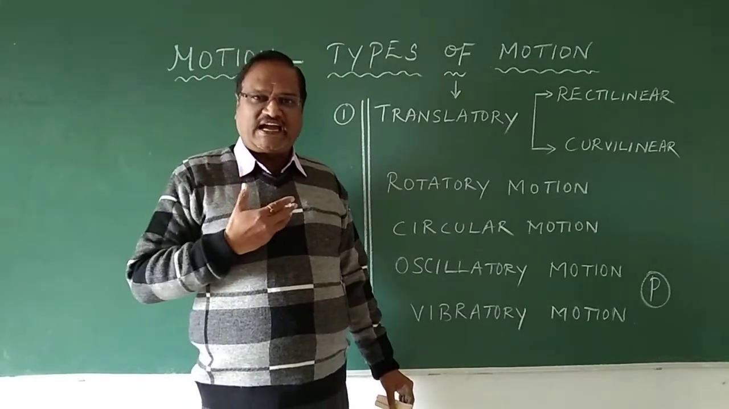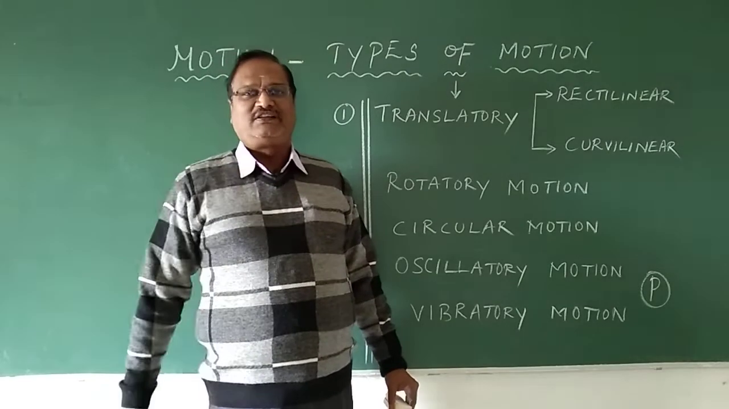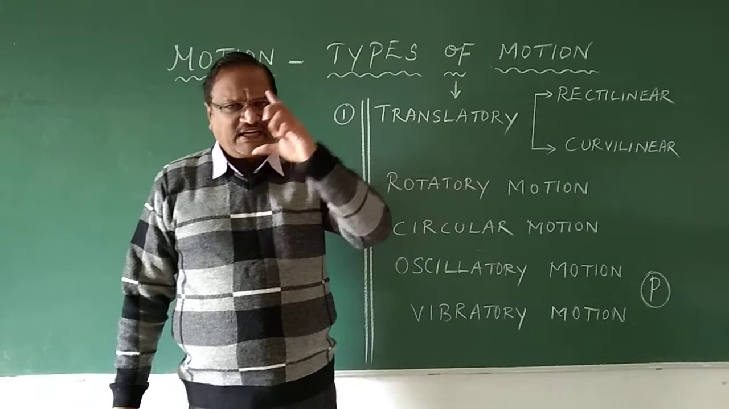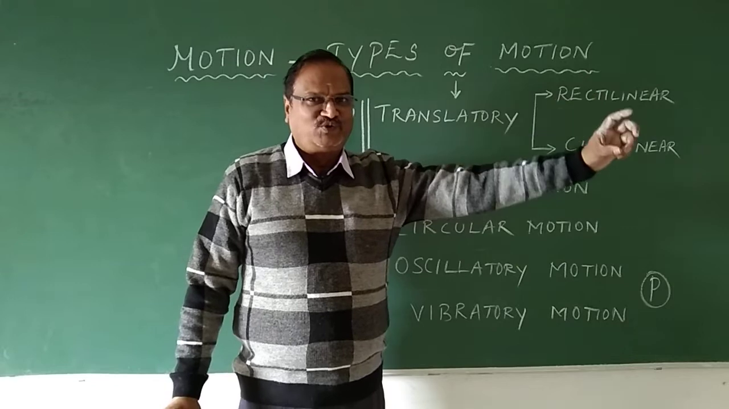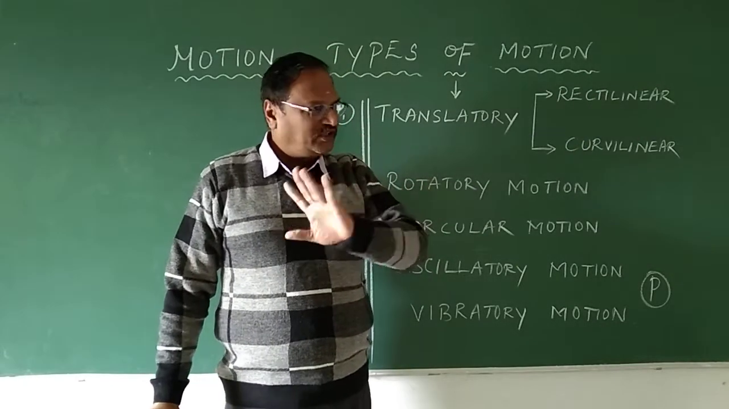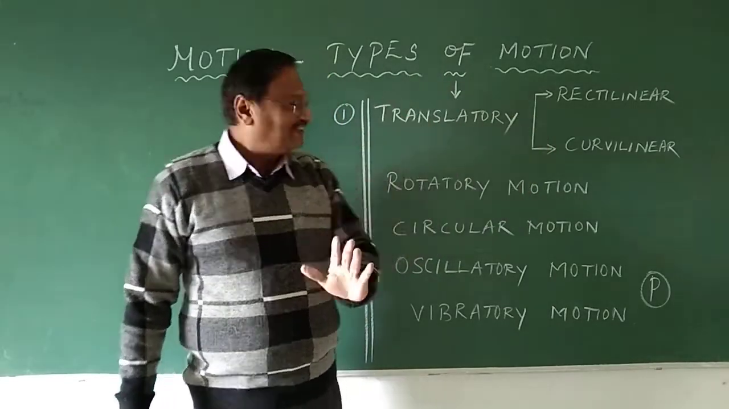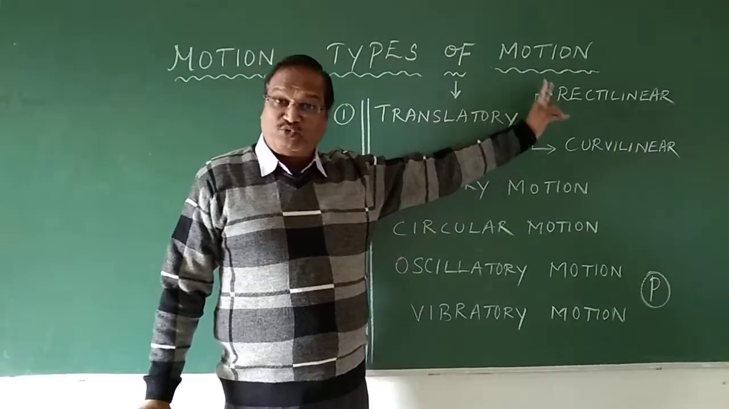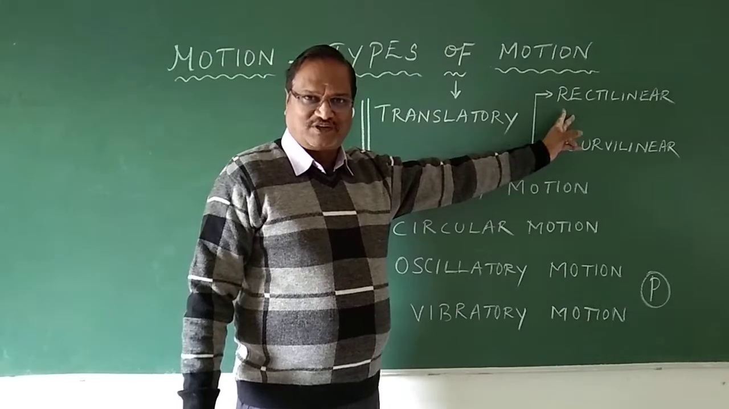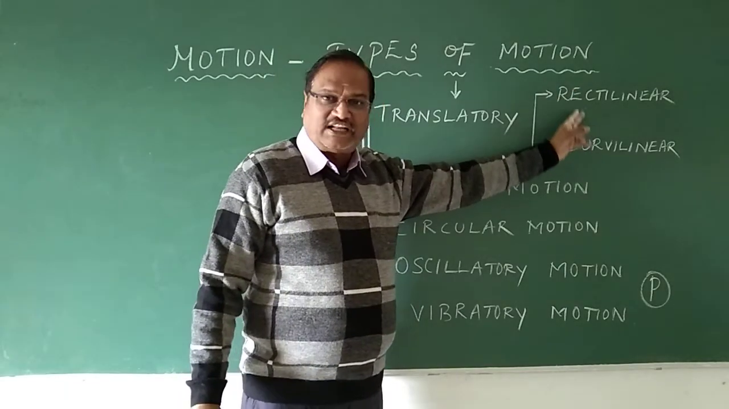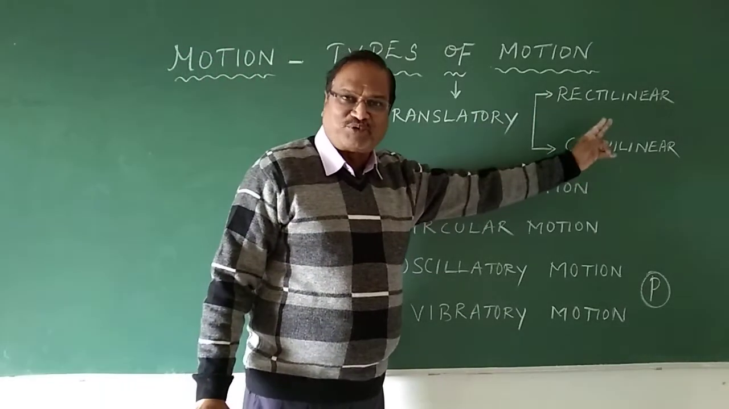If I say I am a boy, then you can only translate I am a boy. That's all. You can't put some other thing, right? That is called translation. Here, translatory motion can be of two types. One is called rectilinear motion and another is called curvilinear motion.